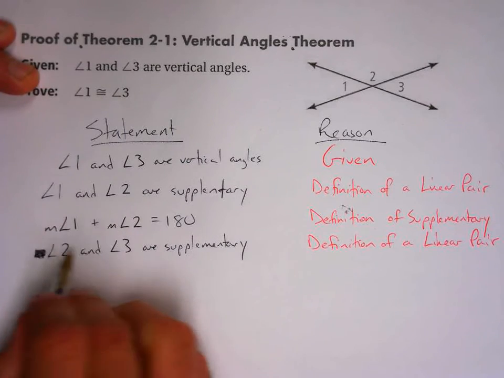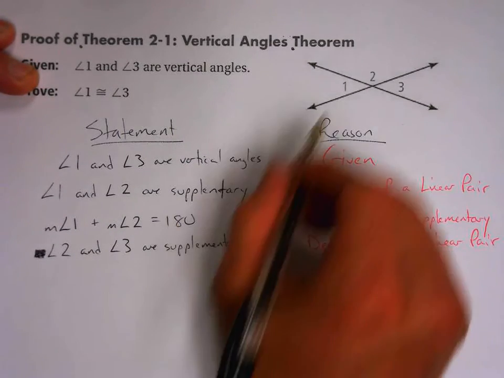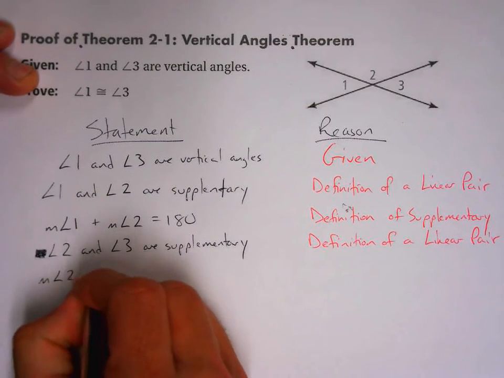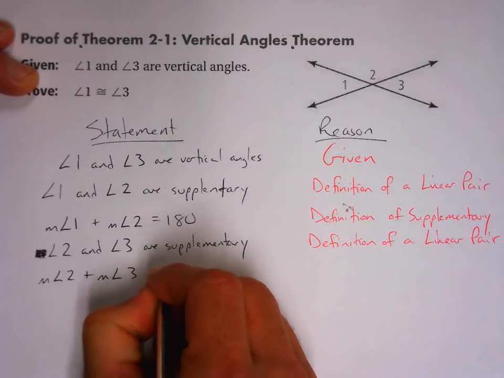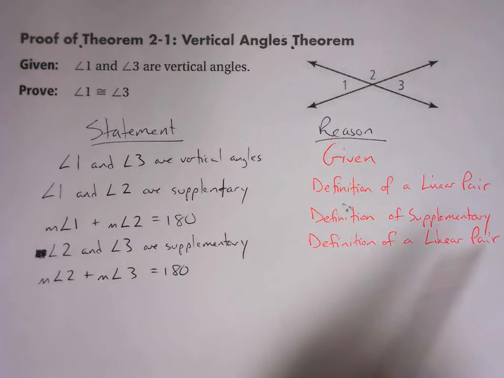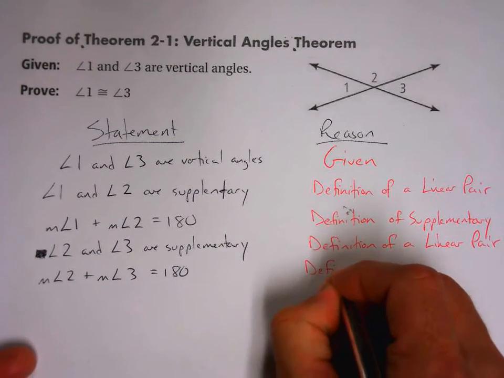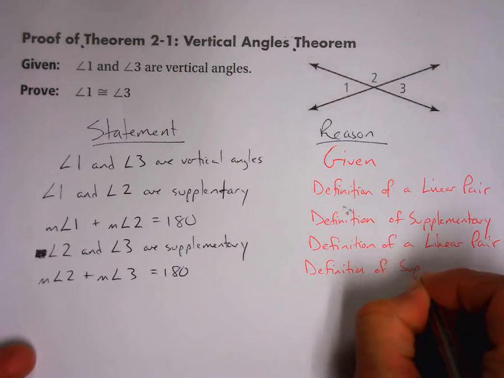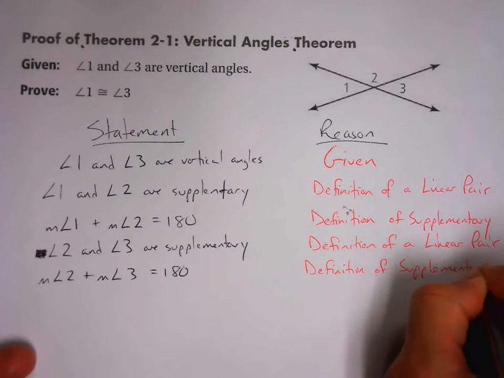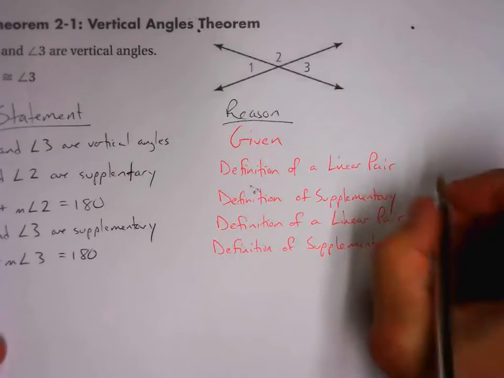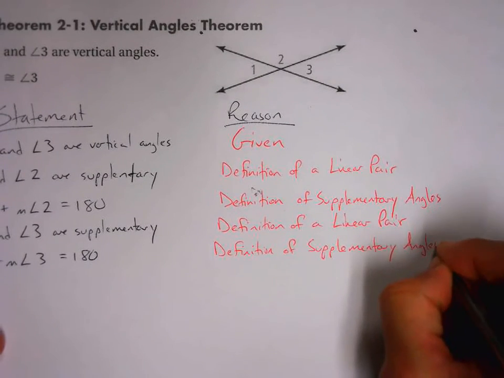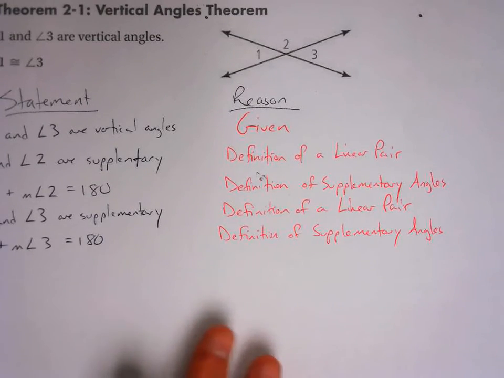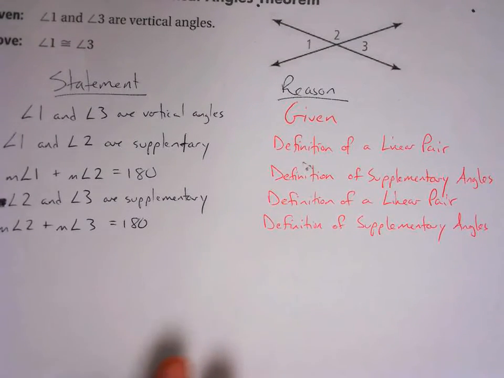So now that we established that angle 2 and angle 3 are a linear pair, they are supplementary. So we can say this. Well, the measure of angle 2 plus the measure of angle 3 is equal to 180. And the same reasoning we gained before for the definition of supplementary, we could use that again. All right, a lot of definitions. So we can say definition of supplementary angles. By the way, I should put supplementary angles. Let's be precise, Mr. Katz. So we should put angles there. You should be precise. So definition of supplementary angles.